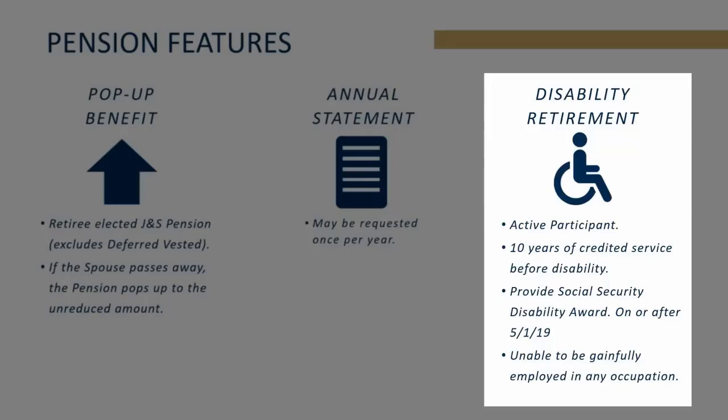And another important pension feature is the disability retirement. We do offer disability retirement. In order to qualify for the disability retirement, one, you have to be an active participant in the pension plan. You have to have 10 years of credited service before the onset of the disability. You have to provide a Social Security disability award that was awarded on or after May 1st of 2019. And you need to be unable to be gainfully employed in any type of occupation.